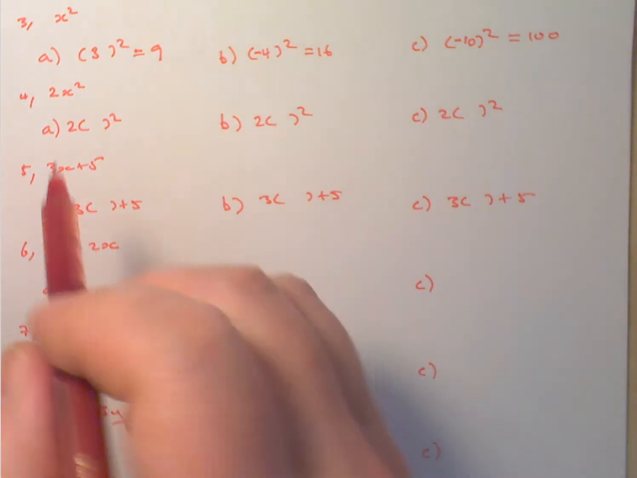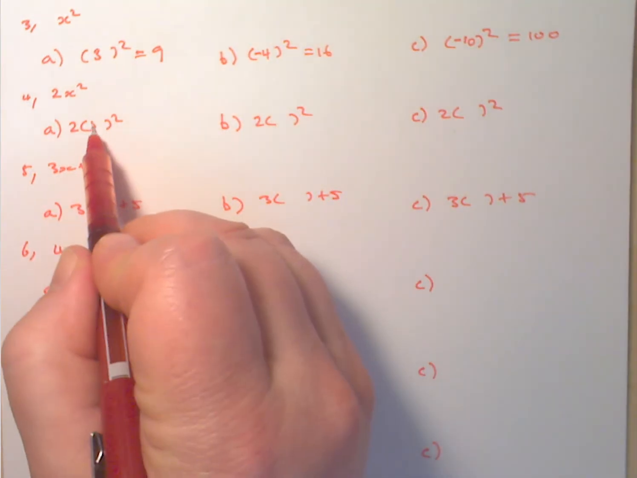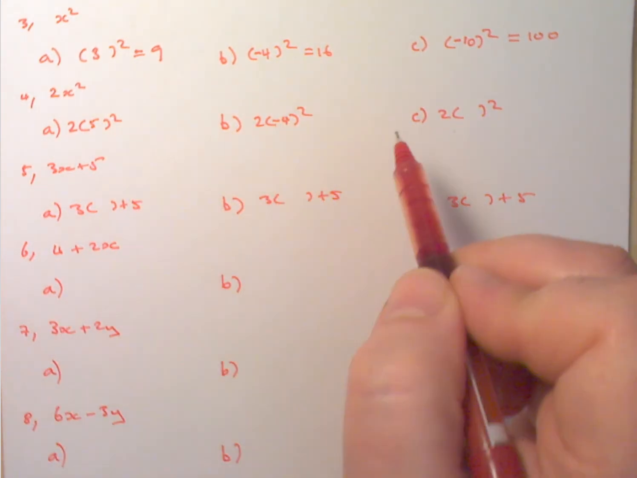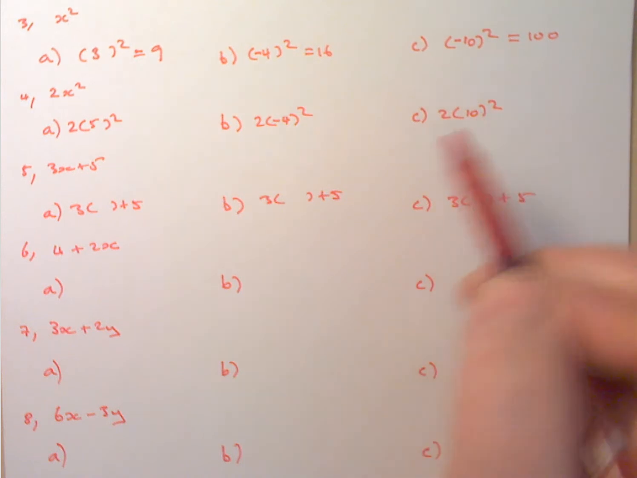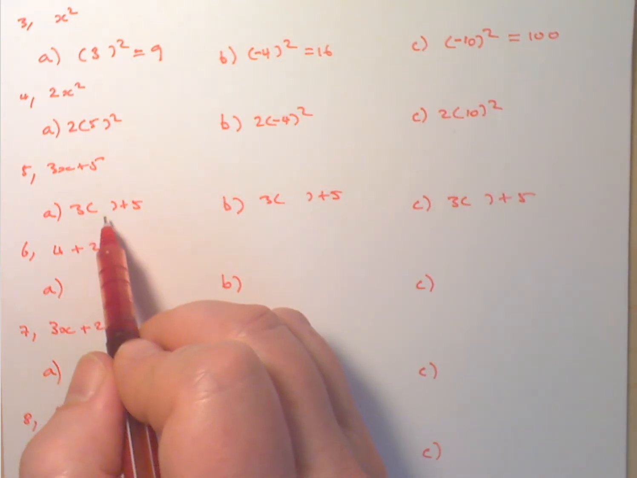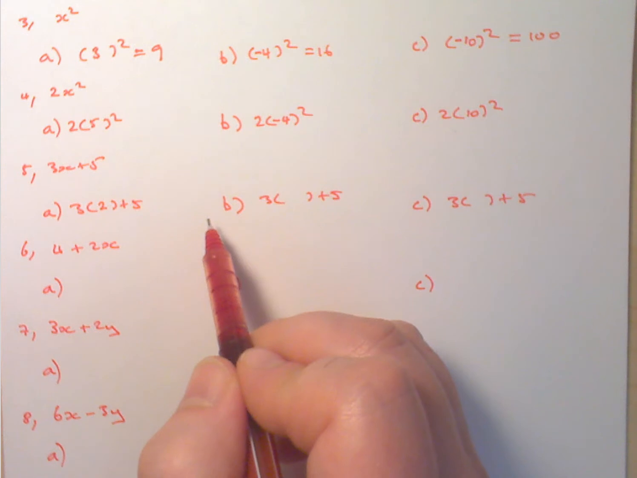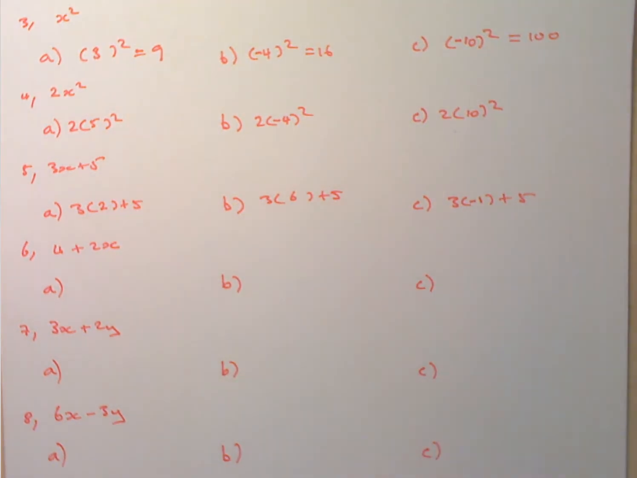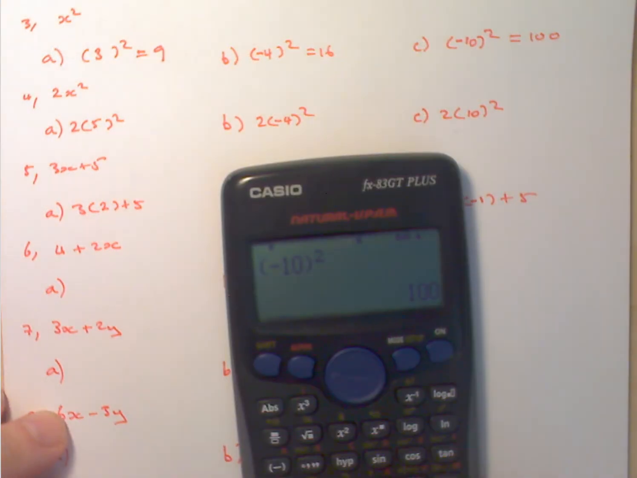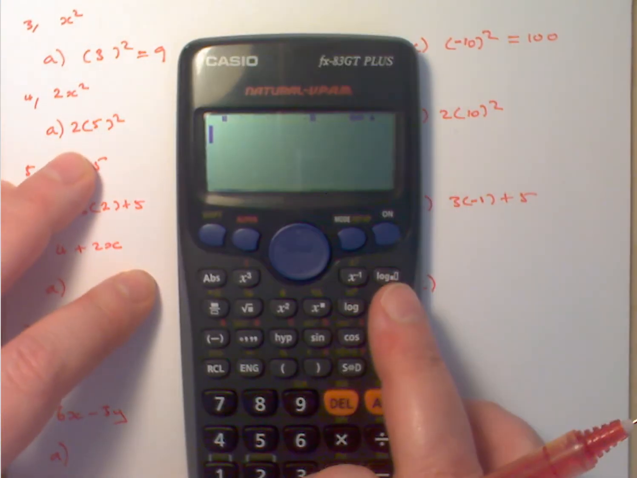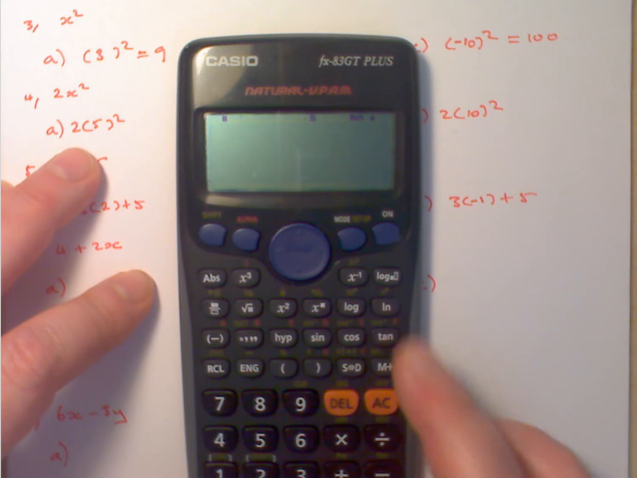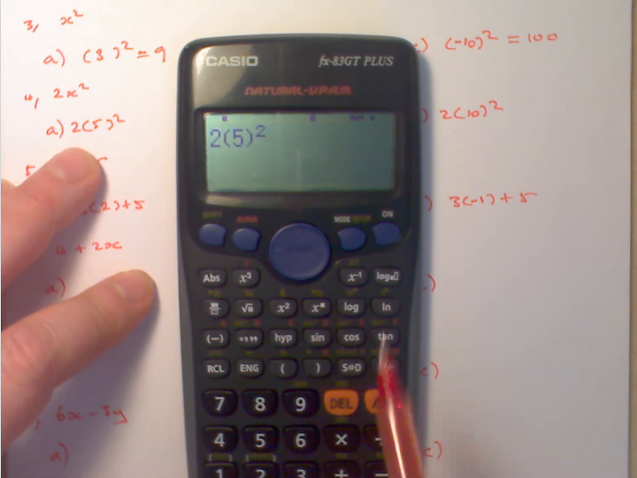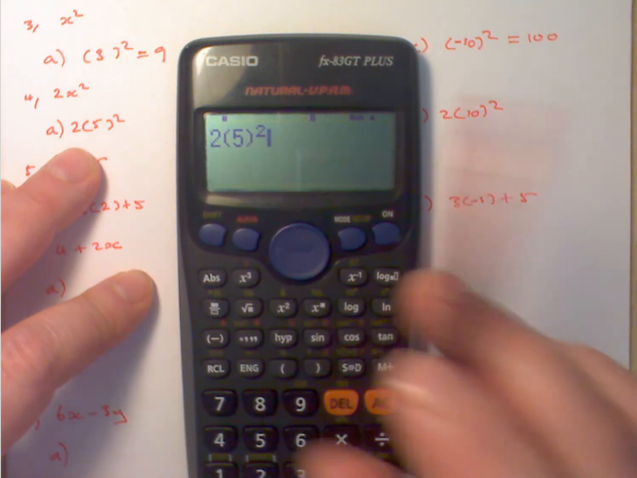Now, what they had to do in question 4 is substitute 5 in, then substitute minus 4 in, and then substitute 10 in. And for question 5, in part A, we had to substitute 2 in, then 6, and then minus 1. The brackets concept is where, when you have negative numbers, it really sorts all of those problems out. So now what I'm going to do is just type it exactly as I've written on the page. So 2 times 5, this means 2 times the bracket squared, which gives me 50.